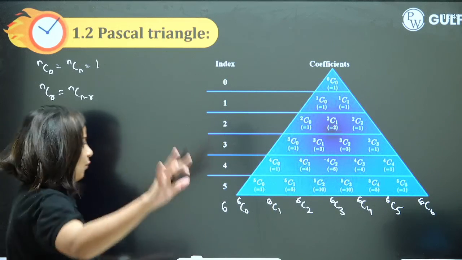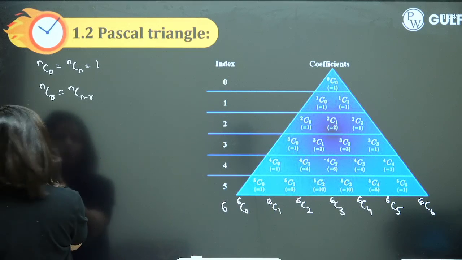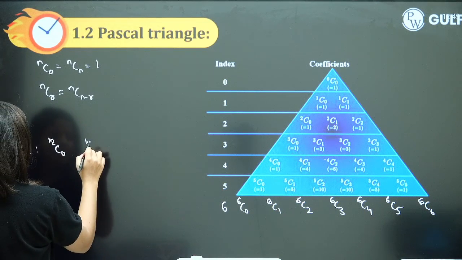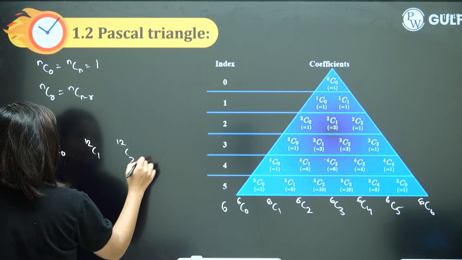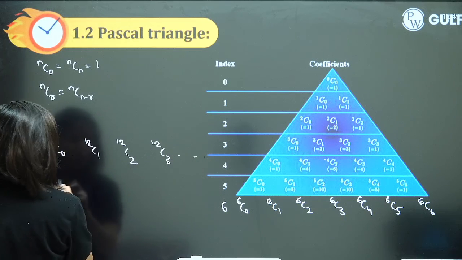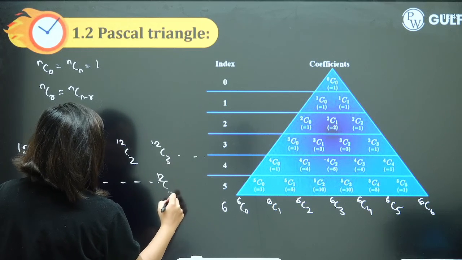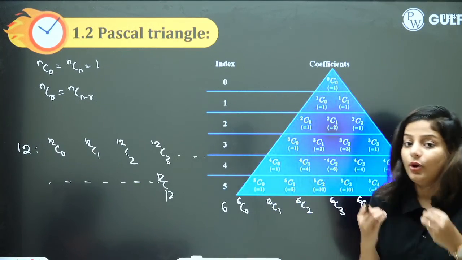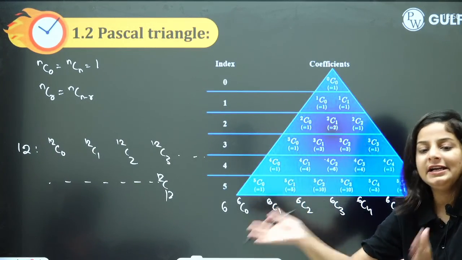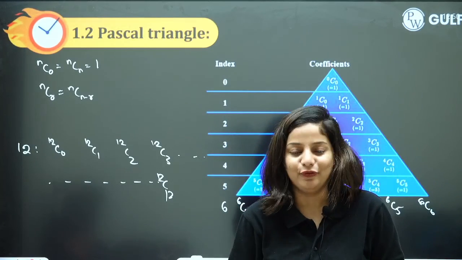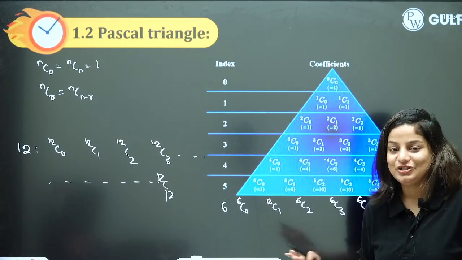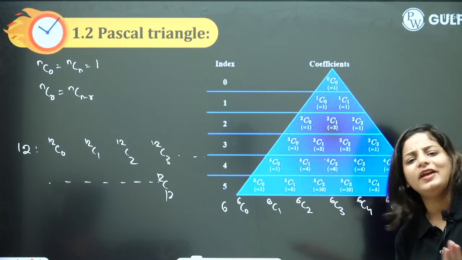In general, if I want to write for the index 12, I can write 12C0, 12C1, 12C2, 12C3 and so on till 12C12. So now we know the coefficients without knowing its previous row. Isn't that beautiful? Without knowing its previous row coefficients, we can now find out the coefficient of any power.